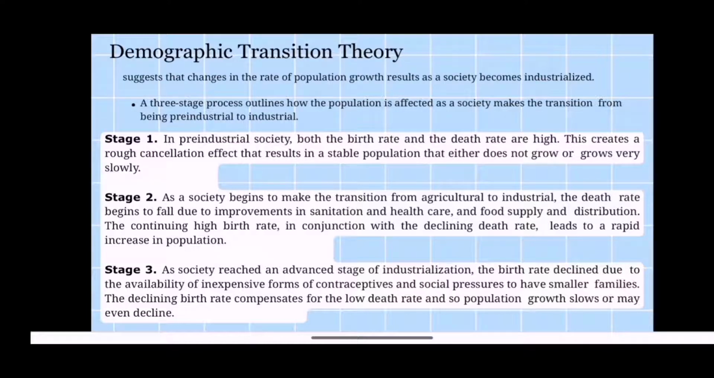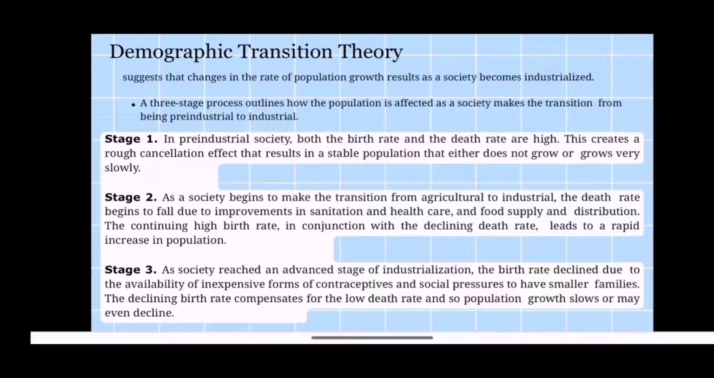And in stage 2, as the agricultural moves to industrial, the birth rates are starting to decline. Therefore, the lower the death rate, the higher the birth rate, which resulted in a rapid increase in population and leads to the lack of food supply and distribution.